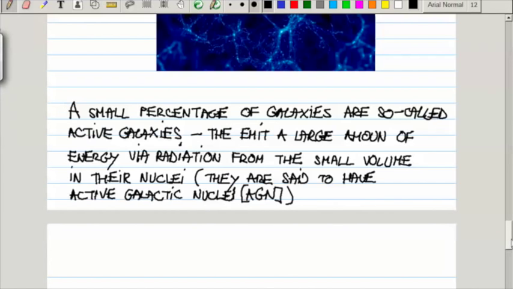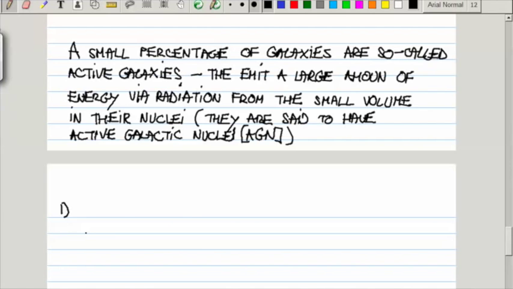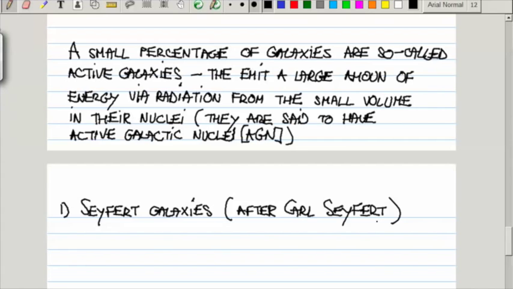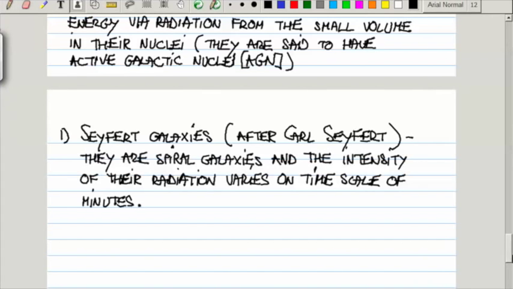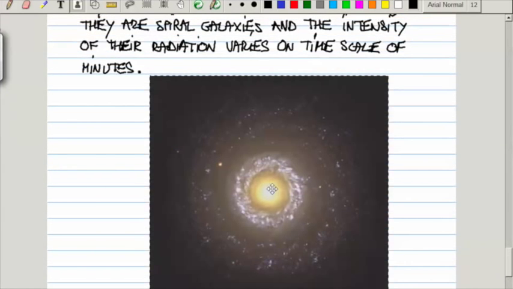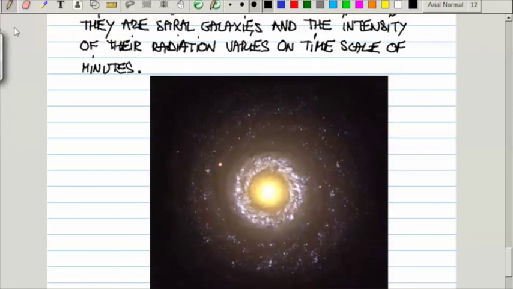So the first group, so-called Seyfert Galaxies, after Carl Seyfert, who discovered them in the 40s of the 20th century. Okay, and they are spiral galaxies, and the intensity of their radiation from the nucleus varies on the scale of minutes. Okay, so let's take a look at one such galaxy. You can see that they actually emit light. There's other radiation as well, but they are observable at visual wavelengths.